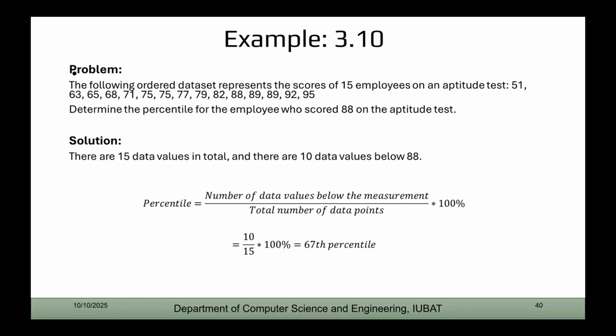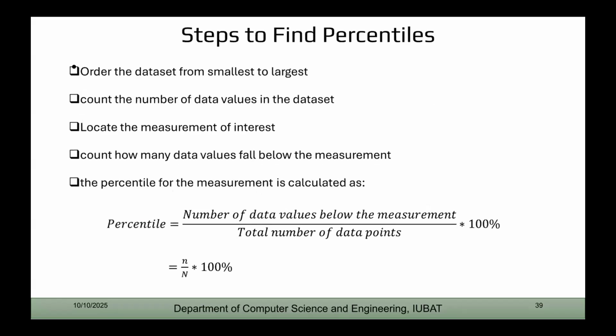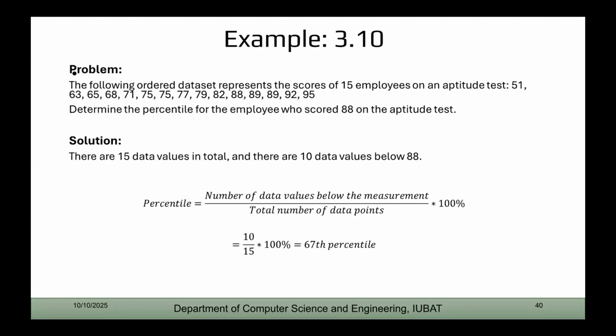But now look, here is number 3: determine the percentile for the employee who scored 88 on the aptitude test. So find the third point in the steps to find percentiles: locate the measurement of interest. That is actually the same thing: determine the percentile for the employee who scored 88. That means you need to fix an interest that you want to check.